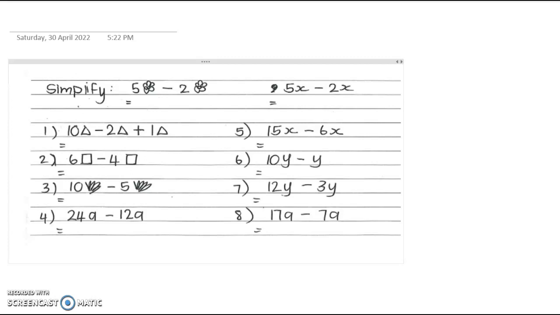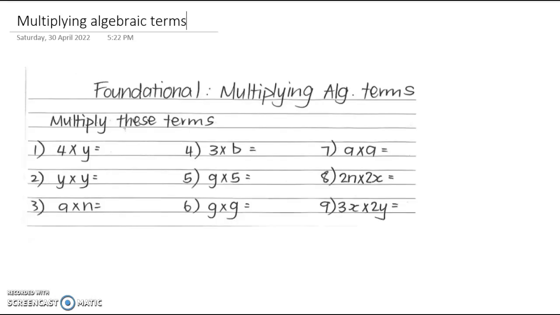Let's move on to multiplying algebraic terms. Now, we kind of did this already in video 1, where we said we don't have the times sign, right? So when we multiply, the times sign goes away. So 4 times y is just 4y. Y times y will be y squared, just like when we had numbers. We had 3 times 3 in term 1, and we learned how to write that as 3 squared.